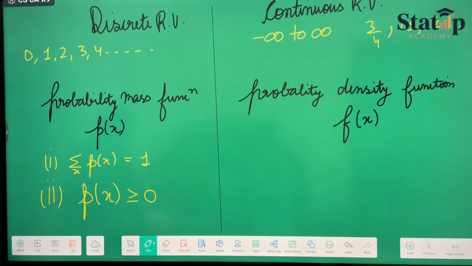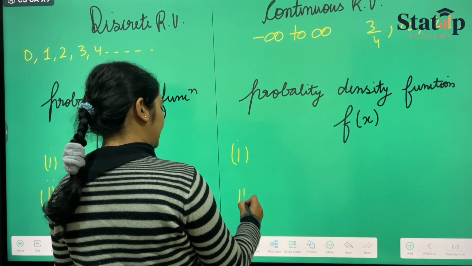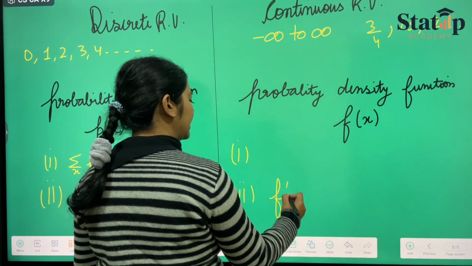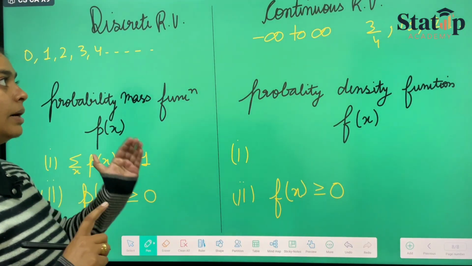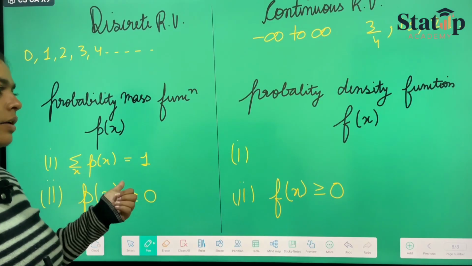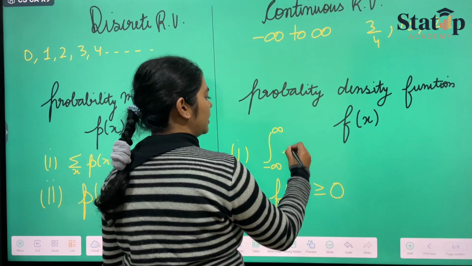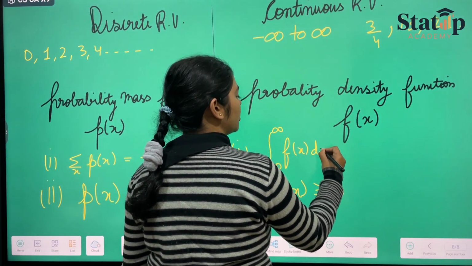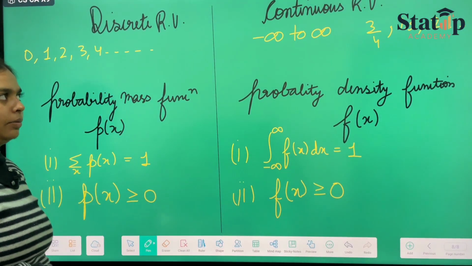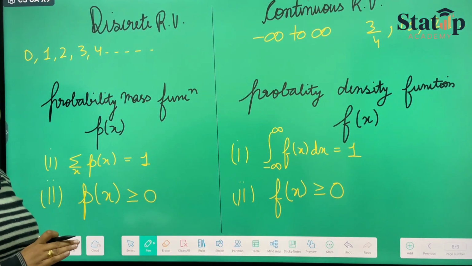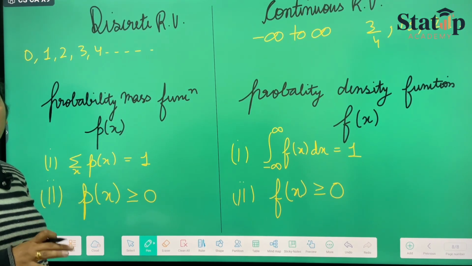Now, if we talk about the probability density function, it has the same rules. The second one is the same: the probability density function should always be greater than or equal to 0. But here we are talking about continuous, so instead of summation, it will be integration. The integral from minus infinity to infinity of f x dx should always be equal to 1. That is the only difference between continuous and discrete random variables, and these are the formulas we use.